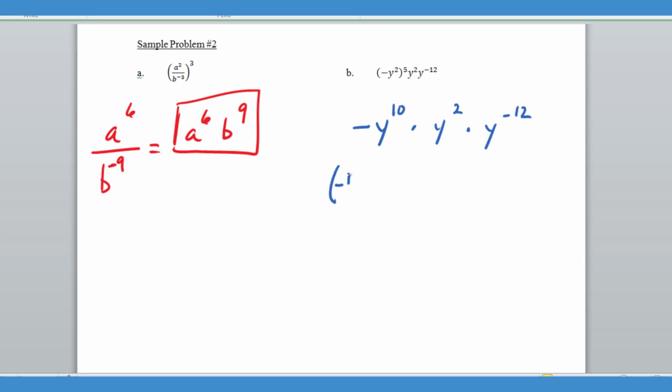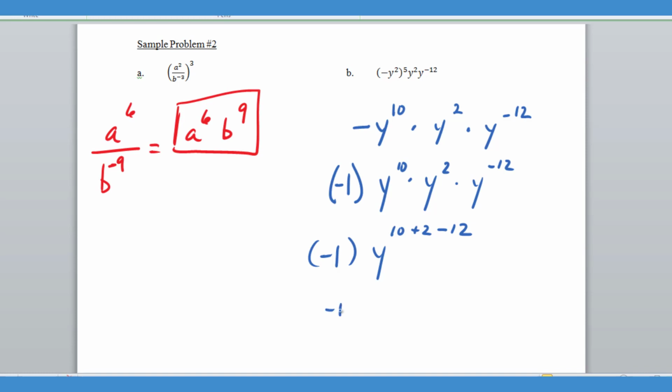So we can really write that as negative 1 times y to the 10th times y squared times y to the negative 12th. Now, we have y's with the same base, so we can add up all of their exponents. So I'm going to have y, and it's going to be 10 plus 2 plus a negative 12, which is basically just subtracting 12, which is going to give us negative 1 y to the 0 power.